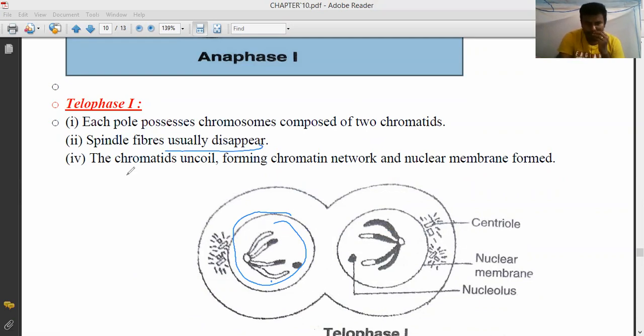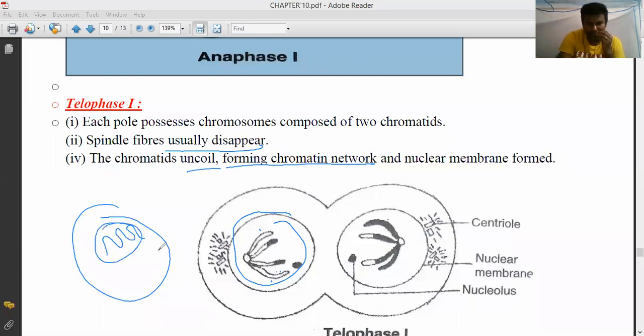Next, these are chromatids. These chromatids are uncoiled. See, at the poles they are present, not coiled, forming a chromatin network. After some time, all the chromatids turn into chromatin-like structures, like this. Here, at the opposite pole, also chromatin-like structures. The nuclear membrane and nucleolus reappear. See, this is the nuclear membrane, and the nucleolus has reappeared.